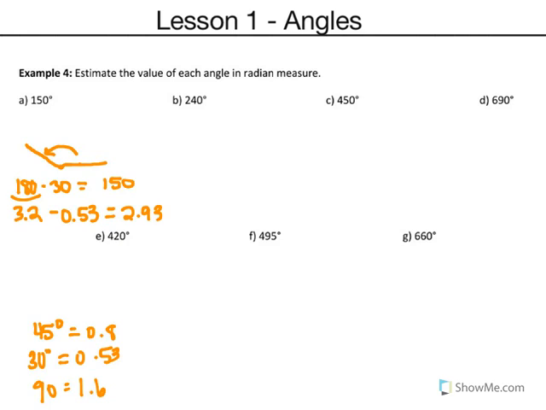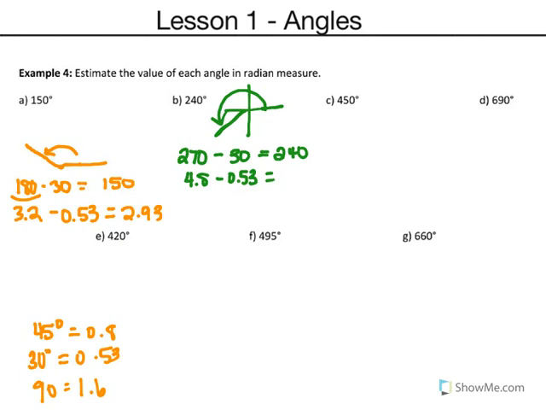For the next one, we have 240 degrees. So to draw this, you would start at 0, and 240 would be on this side. Your angle goes like that. So 240 degrees would be the same as 270 degrees minus 30 degrees. And you would get 240. So 270 is 4.8, 30 is 0.53. You should get 4.26, and that's right on your unit circle.